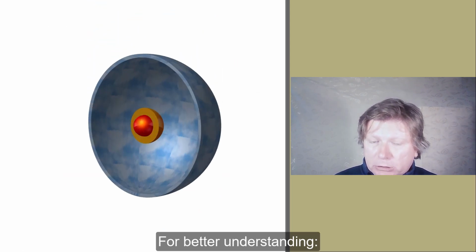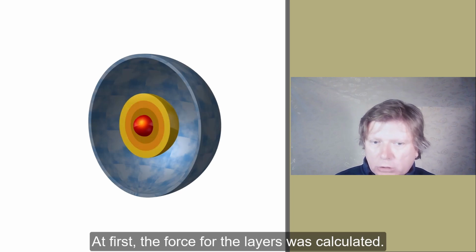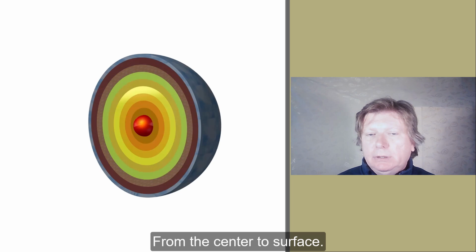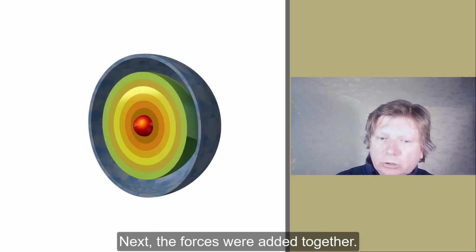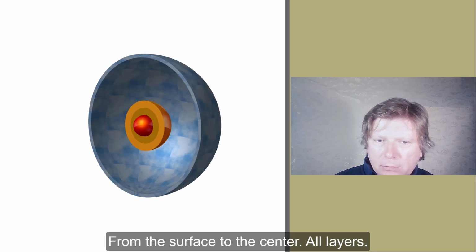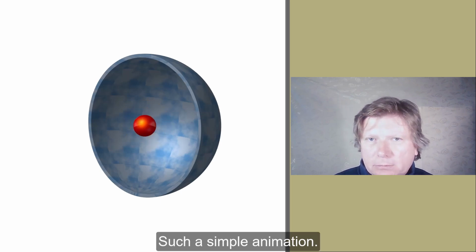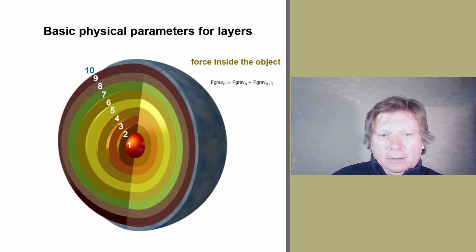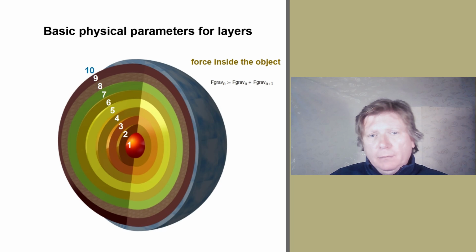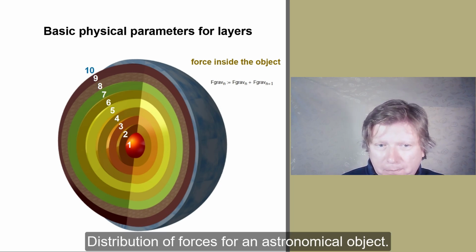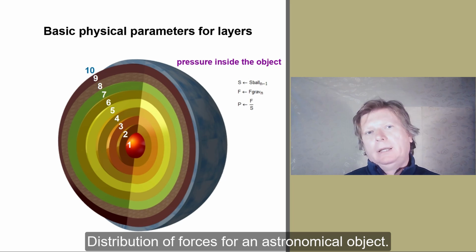For better understanding, at first, the force of the layers was calculated from the center to the surface. Next, the forces were added together, from the surface to the center, all layers. Such a simple animation. The forces for all layers have already been calculated. Distribution of forces for an astronomical object.